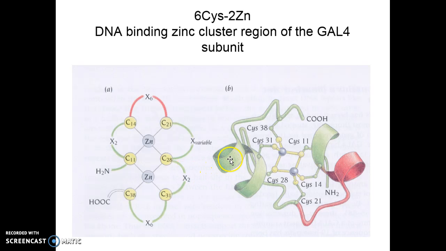The B structure shows the actual structure. The red regions correspond to this region in A, and provide the sequence-specific DNA interaction with DNA. The zinc cluster stabilizes the structure to give proper fold for DNA binding.